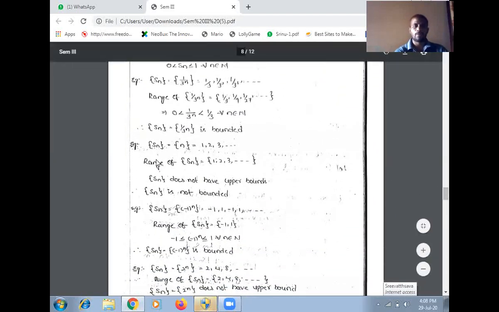Another example, Sn equal to n: 1, 2, 3 and so on. It is a sequence. 1 is the first term of the sequence, 2 is the second term, 3 is the third term. So the range of the sequence is 1, 2, 3, 4, and so on. It is an increasing sequence.